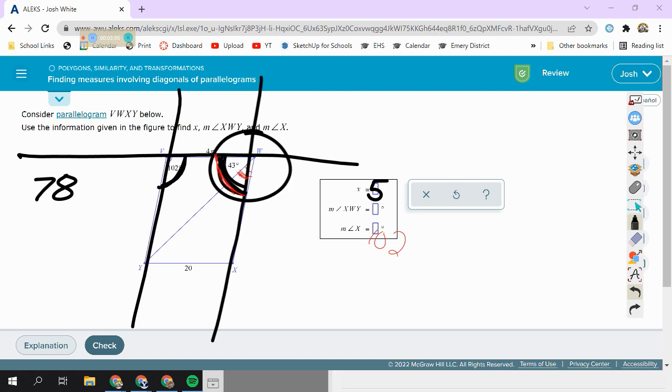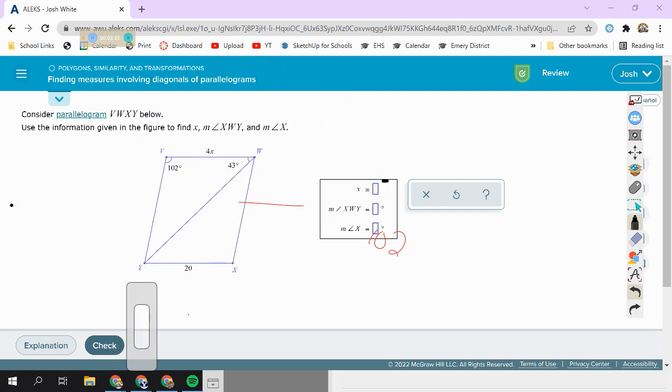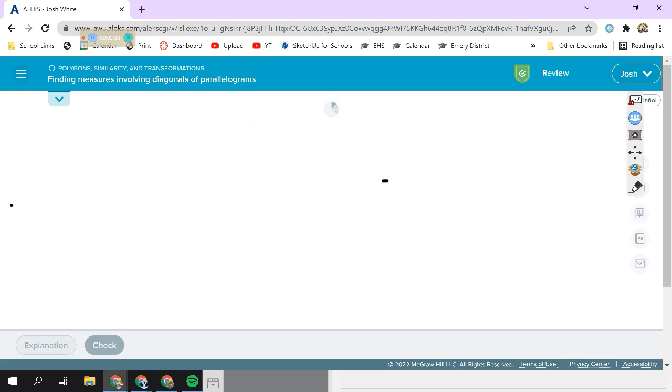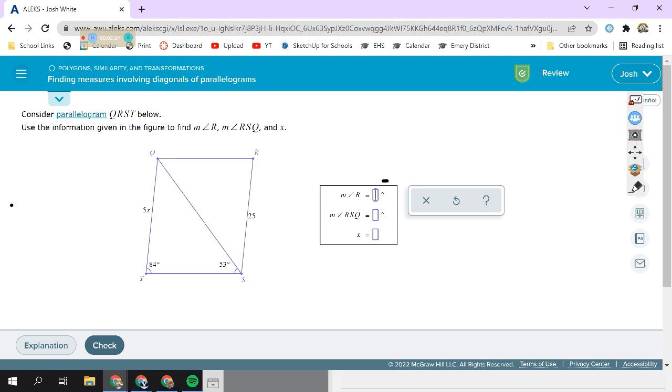So this degree measure here is 78. And I want to know this one. So 78 minus 43 is 35. Okay, let's do another one. This is 7.2.